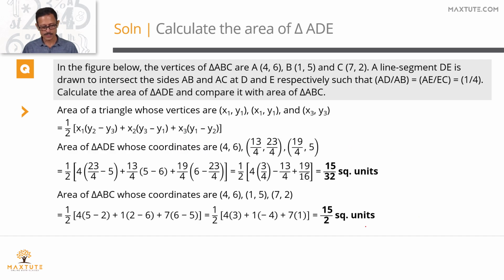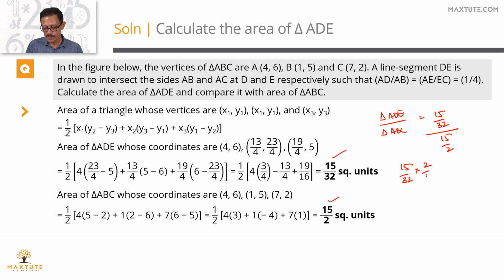Quickly summarize both these things in a printed form. Area of triangle ADE, 15 by 32 square units. Area of triangle ABC is 15 by 2 square units. Basically, compare these two. Area of triangle ADE as a ratio of area of triangle ABC is 15 by 32 upon 15 by 2, which is 15 by 32 into 2 by 15. 15 gets cancelled with 15. 2 by 32 is 1 by 16. So the ratio of these two areas in terms of a fraction is 1 by 16. In terms of a ratio it is 1:16.